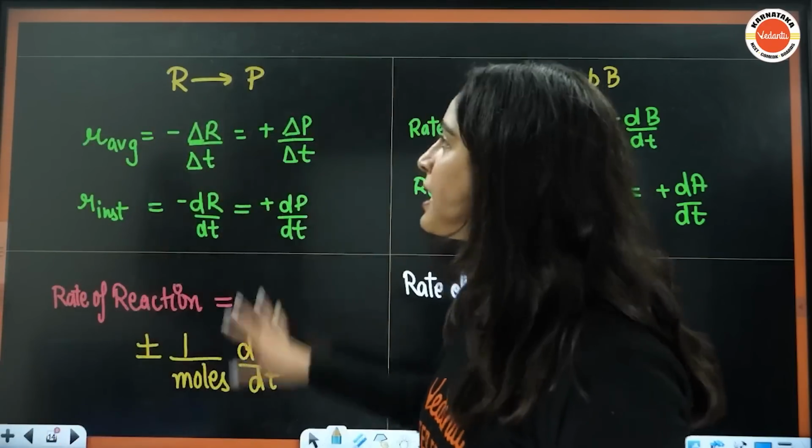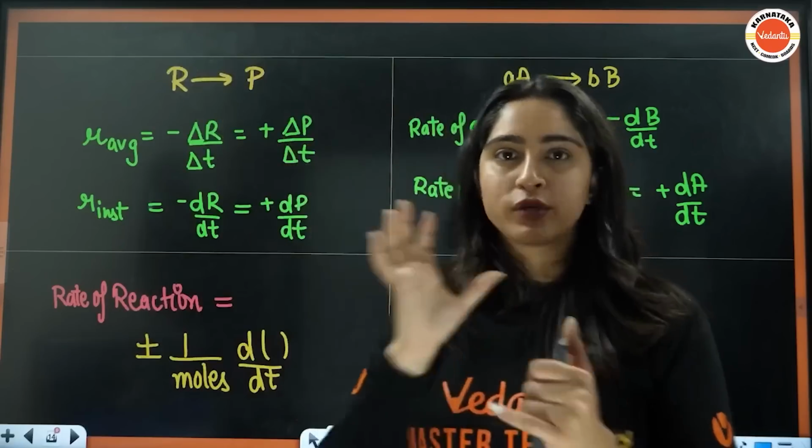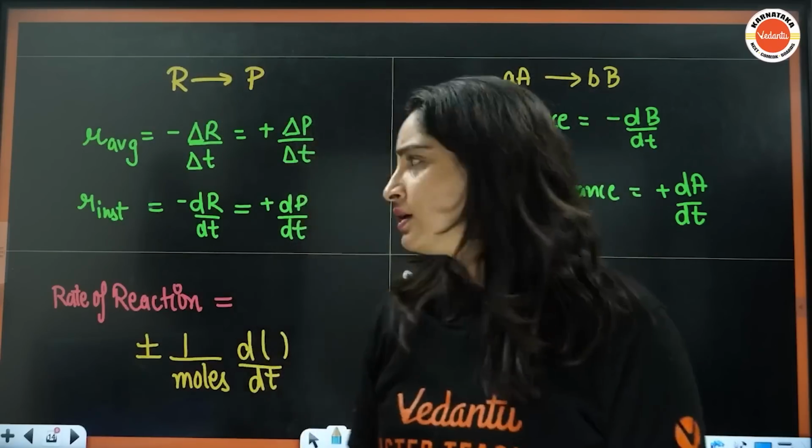very simple chapter of physical chemistry, very easy chapter of physical chemistry. Then we have reactants and products. Here you have 2-3 things that students usually get confused in. Let me teach you that.